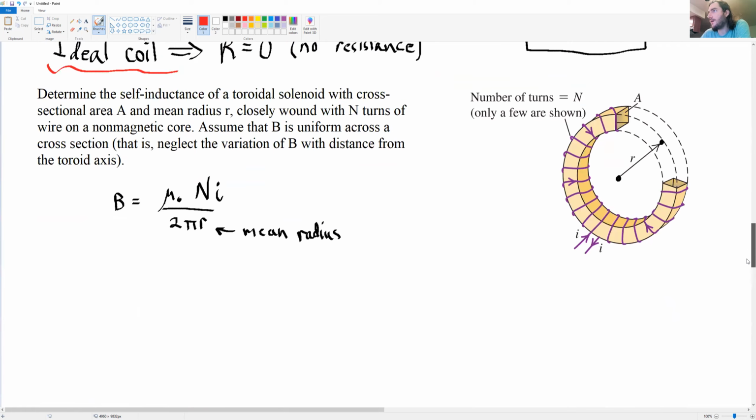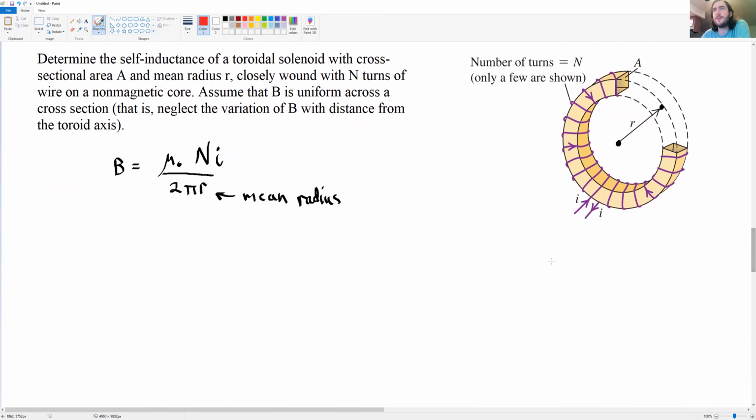Okay, so now we're looking at this problem here. Determine the self-inductance of a toroidal solenoid with cross-sectional area A and mean radius R, closely wound with N turns of wire on a non-magnetic core. Assume that B is uniform across a cross-section. That is, neglect the variation of B with distance from the toroid axis. So essentially what they're saying is that inside this region here, the magnetic field is constant everywhere inside there.